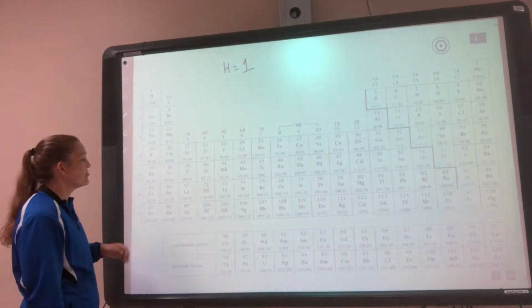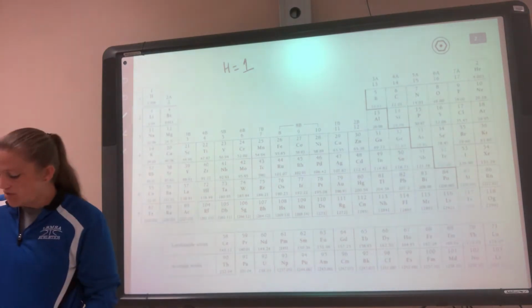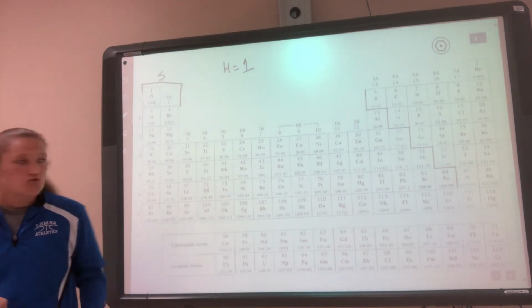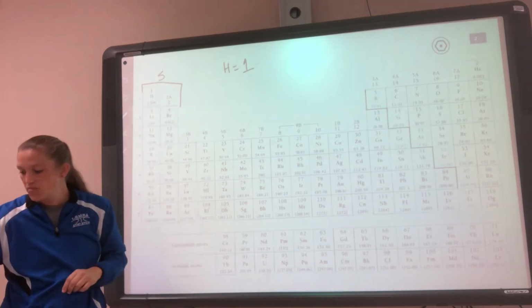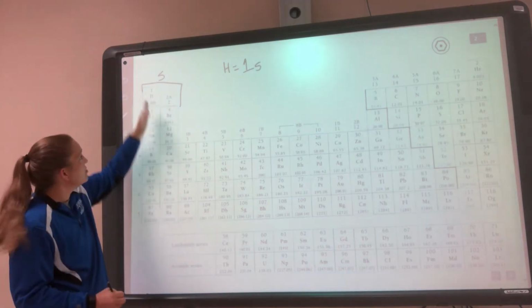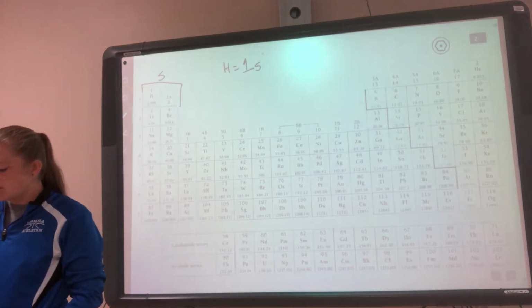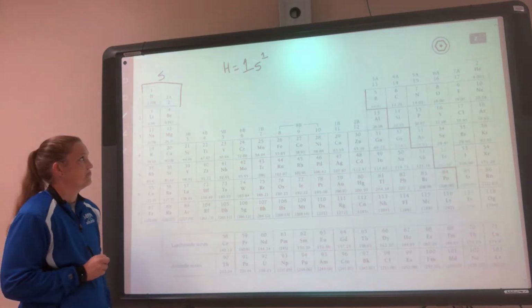Then I ask, what block? Remember, these two columns make up the S block. So he's in row 1, in the S block, and since he's in column 1, I'm only going to put in one electron. So he's 1s1. That would be my hydrogen.